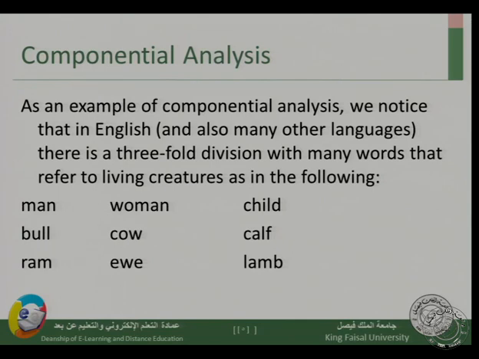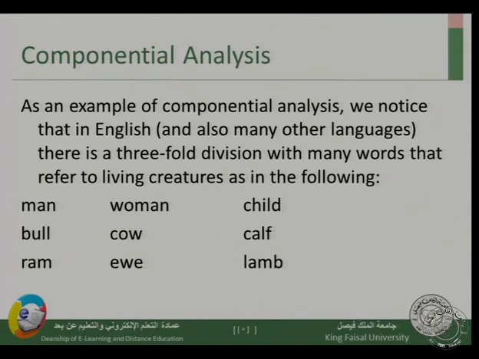These are called threefold divisions because they take something and then divide it into three types depending on a certain category. So we have man, woman, and child. I think you can guess. Man is male, woman is female. Both man and woman are adults, but child is not an adult, non-adult. So is the same case with bull, cow, and calf. Bull is male, cow is female, and calf is non-adult. So bull and cow are adults, and calf is non-adult.